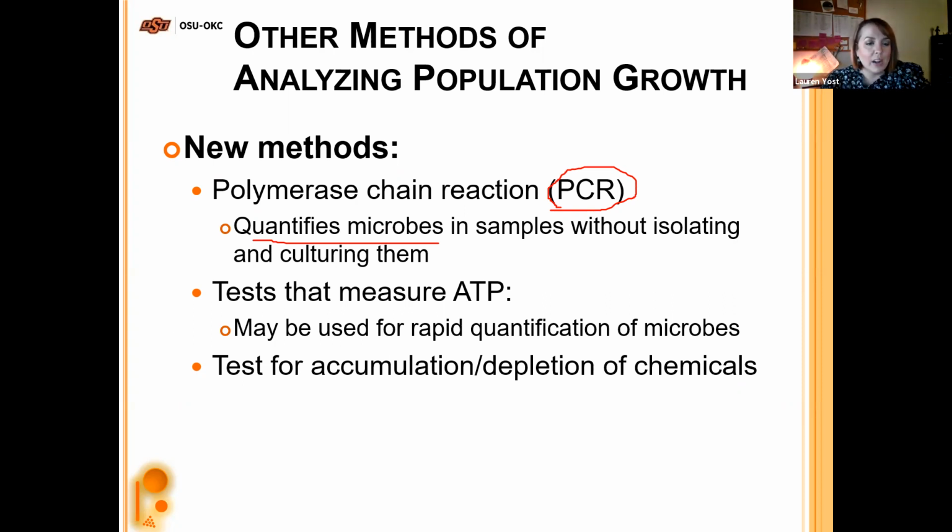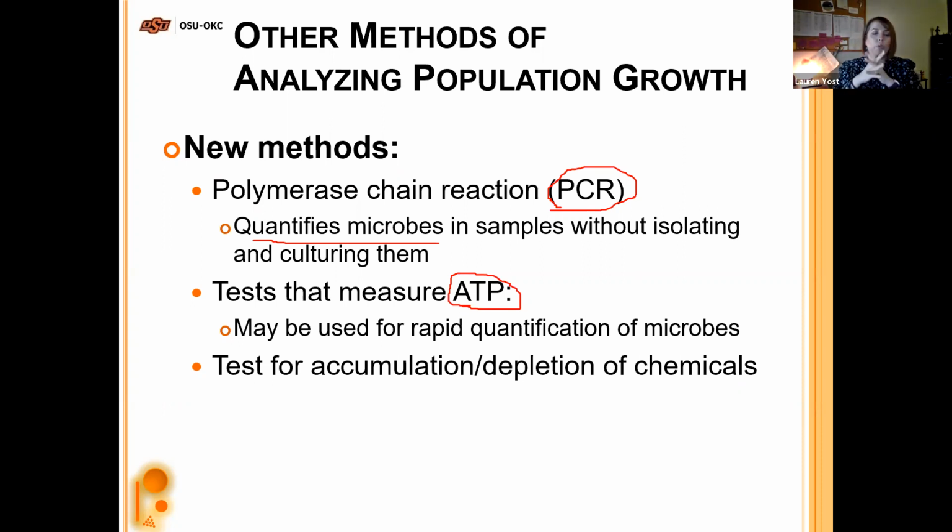Tests that measure ATP can also be used. This is literally just breaking cells up and seeing how much ATP is in there. If there's a lot of it, then there are a lot of cells growing in that culture. You take a little sample of it, not the whole culture, of course. So that's rapid quantification of microbes. It gives a rough estimate of how many microbes are in there, and it's not perfect.